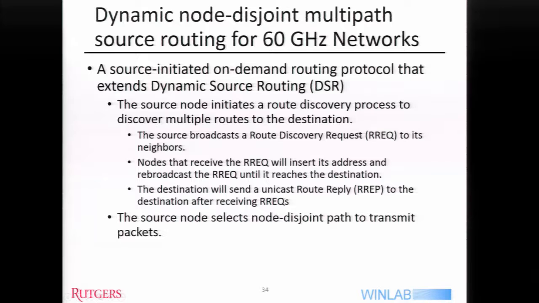Based on this, we propose a dynamic node disjoint multipath routing for the 60 GHz network. The key idea is that we extend the existing dynamic source routing to do the route discovery. The basic procedure is that the source node will initiate a route discovery process, and in that process, it will find multiple paths from the source to the destination. Then we use an algorithm to choose the node disjoint paths to transmit the packets.